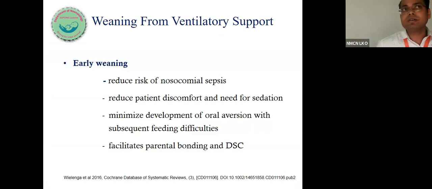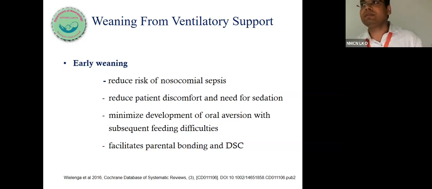So what is weaning? For that smooth transitioning, we have to be vigilant. Early weaning helps in reducing the risk of nosocomial sepsis. It helps in reducing the patient discomfort and need for sedation. It minimizes the development of oral aversion, and therefore helps in oromotor stimulation and subsequent minimization of feeding difficulties. It also helps in promoting parental bonding and developmental supportive care.